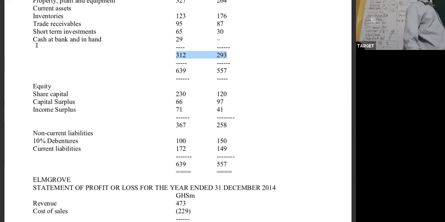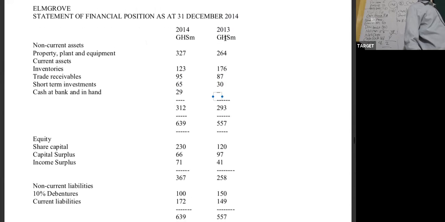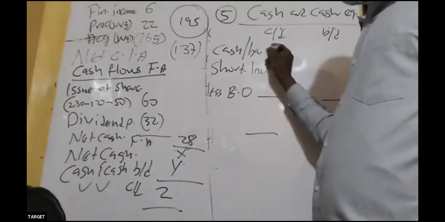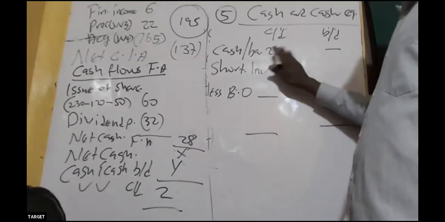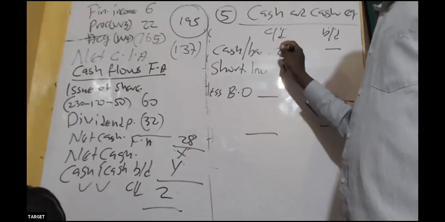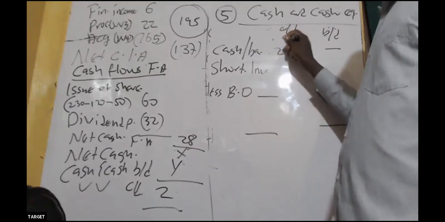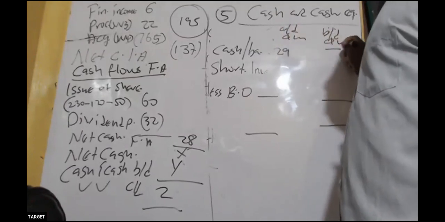They said cash at bank and in hand 29 and dash. So closing balance is what? 29. Open balance is dash. So 29 and here is dash. Again, don't forget the reporting currency.